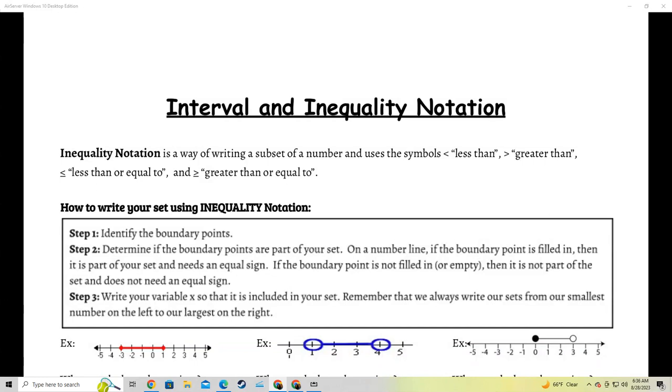Less than, I'm going to go ahead and highlight the ones pointing to the left in pink. Less than and less than or equal to. Notice that they're both pointing to the left. However, one of them has an equal sign and the other one does not.